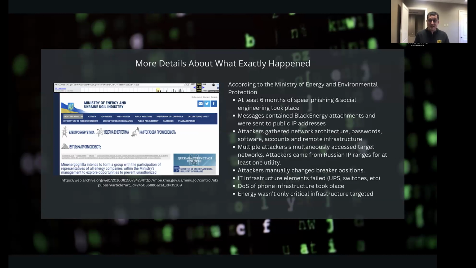As we mentioned, when stuff actually happened, multiple attackers simultaneously got on the target network. At least one utility, maybe more, they came from Russian IP ranges. Again, with IPs, that's not strong enough to say it's a group. At the same time, groups do make mistakes and sometimes the VPN goes down, but in some cases, they came from there.